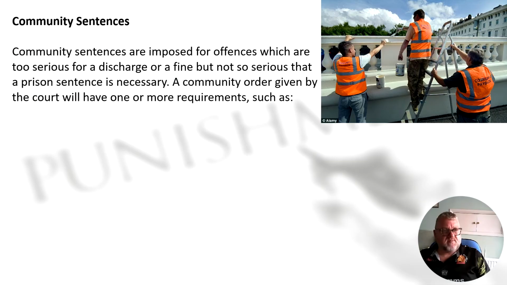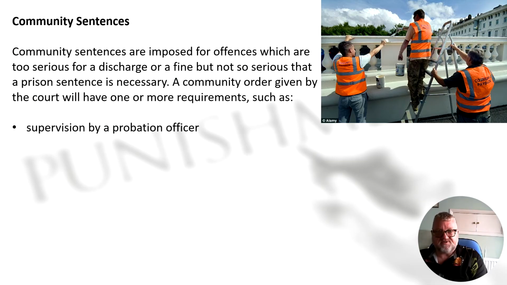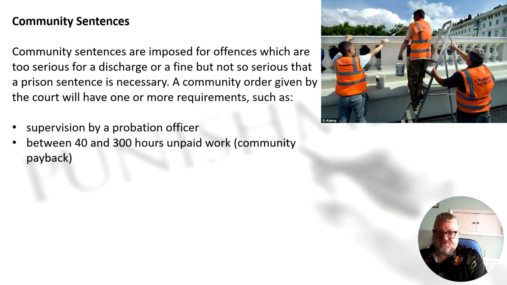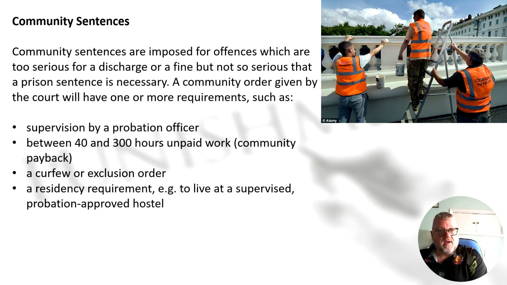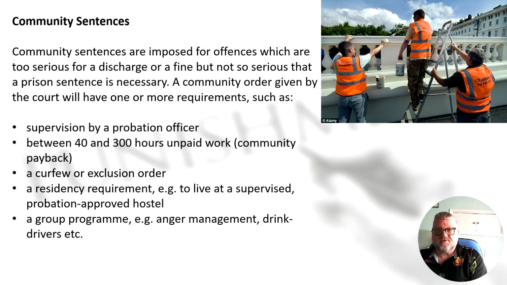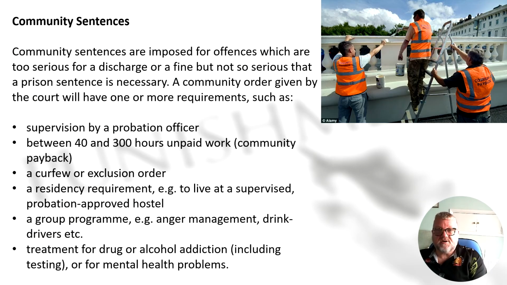So a community order given by the court will have one or more requirements, such as supervision by a probation officer, or between 40 and 300 hours unpaid work, otherwise known as community payback, a curfew or an exclusion order, a residency requirement, e.g. you've got to live in a supervised probation approved hostel, or a group program such as anger management, drink driving, etc., or treatment for drug or alcohol addiction, including testing for mental health problems. So those are the sort of requirements that could be put in on a community sentence.